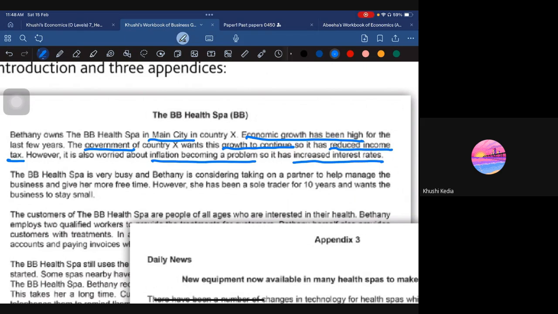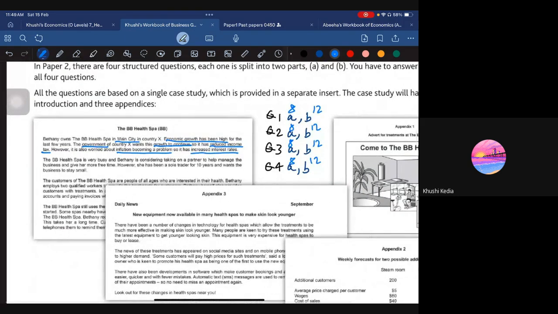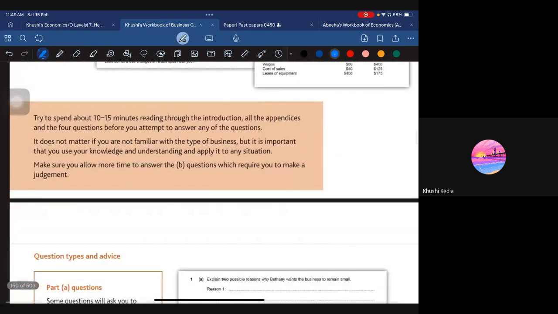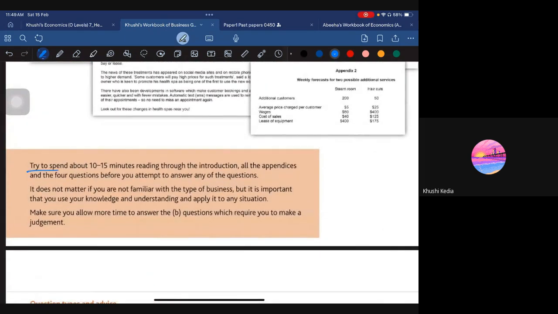Let's suppose you've started doing your question. Before that, you underline everything in your case study. This is the first thing. Now we come to the main part, and you also have to read all the appendices very carefully. They usually say that you spend about 10 to 15 minutes reading through the introduction, all the appendices and all the four questions before you attempt to answer any of them. So this 10 to 15 minutes includes the case, the appendices, plus the reading of all the questions as well.